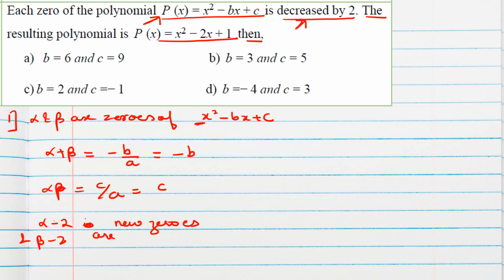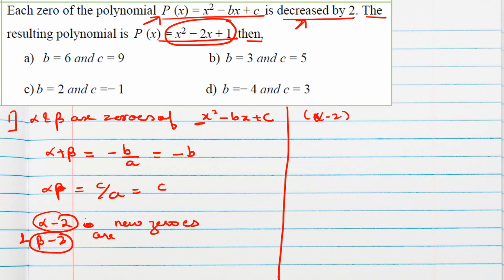Alpha minus 2 and beta minus 2 are the new zeros of which polynomial? This resulting polynomial. Okay, so this is one zero, this is the second zero. So alpha minus 2 and beta minus 2 are zeros of which polynomial? x square minus 2x. So here also we can find the sum of zeros and product of zeros, isn't it? Sum of zeros means alpha minus 2 first zero, then beta minus 2 is equal to minus b, means 2 by 1.